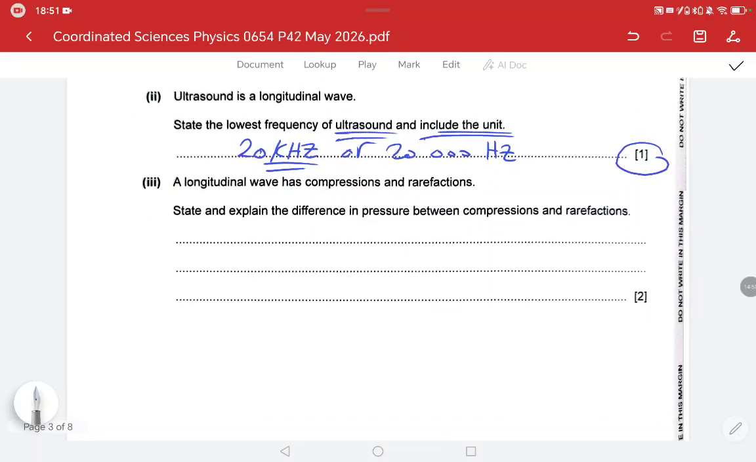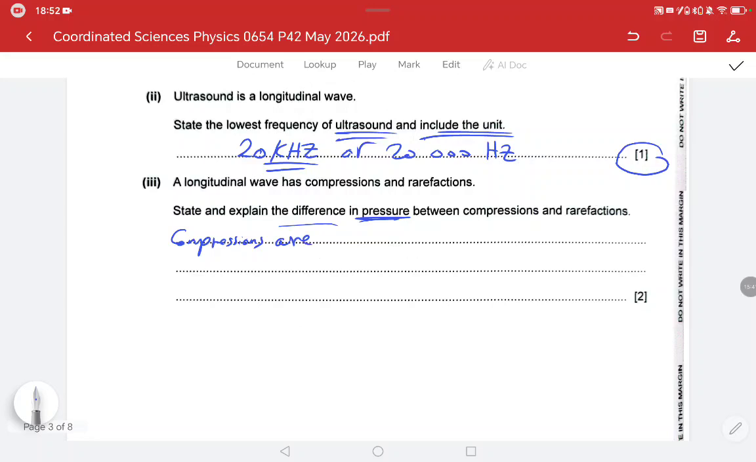Now, as we described in the revision before this exam, you should know that the longitudinal wave has compressions and rarefactions. So you have to explain the difference between them. Compressions are regions of higher pressure. In compressions, since the particles are very close to each other, it means they have more pressure, and in rarefactions it will be less. So in these 2 points you have to explain that. By the way, you can draw as usual. If you can make a diagram, this will be much better after explaining.